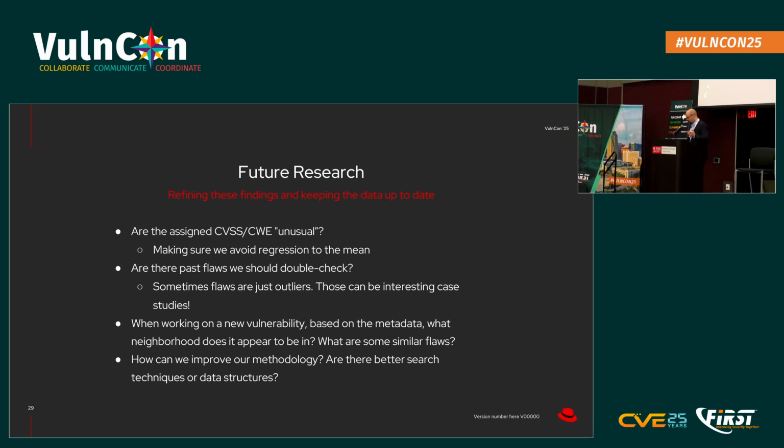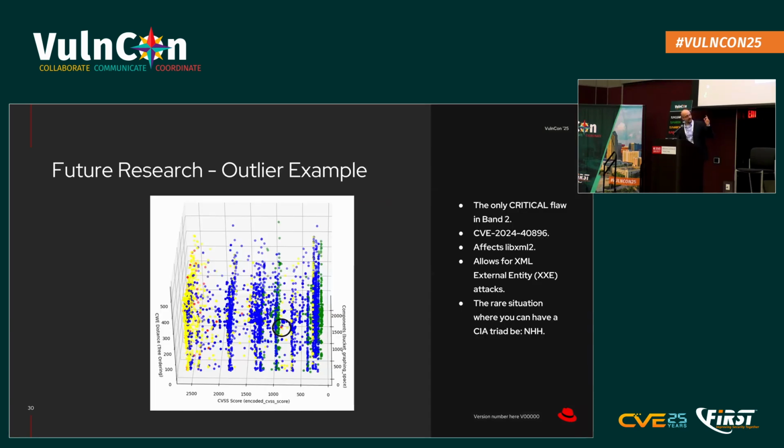Speaking to the point of outlier, we wanted to end on this one because we had this particular critical in the second band here in the 500 to 1,000 range, which was the only critical there. We went to look at it, because maybe this is one of those cases where something was mislabeled. Looking at the vulnerability, which happens to be CVE-2024-4896, which, by the way, we weren't impacted by, so that's good. It's a unique case where it's one of those rare cases where you have a triad that's none, high, high. There's no confidentiality impact, but you do have a high integrity and availability impact. In this case, it happens to line up.